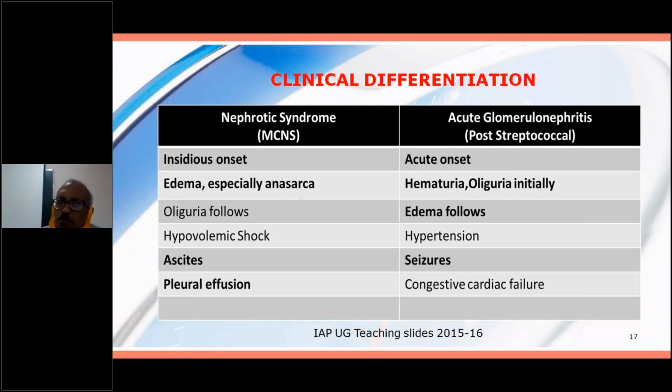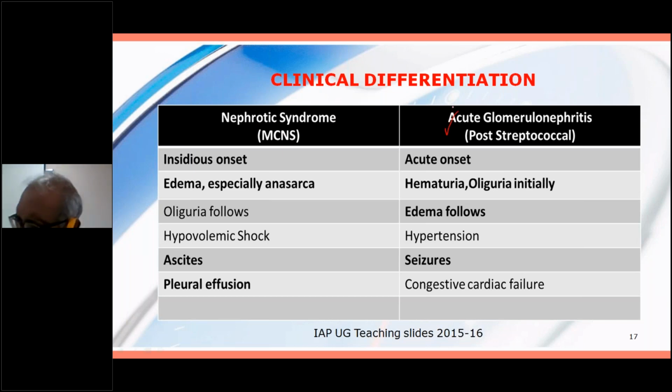Then a simple diagram tells you how to differentiate it, because in clinics the child comes with swelling of the face, edema of the feet and all these things. Your problem is to differentiate nephritis from nephrosis. Insidious onset is usually MCNS. Post-streptococcal glomerulonephritis is usually much faster.